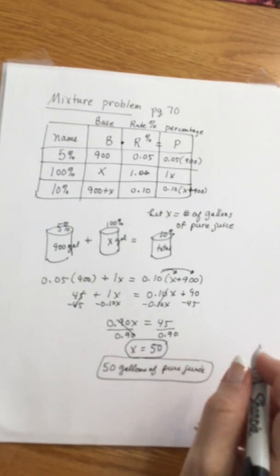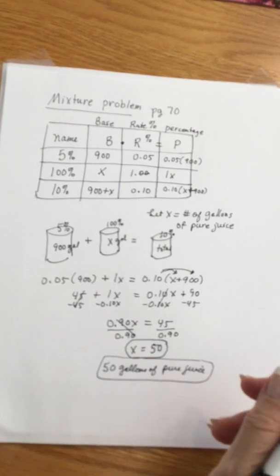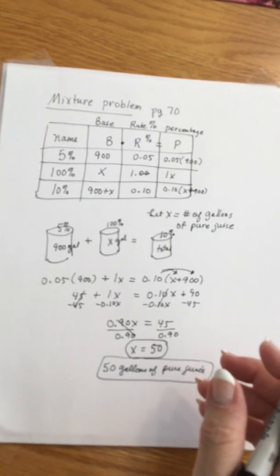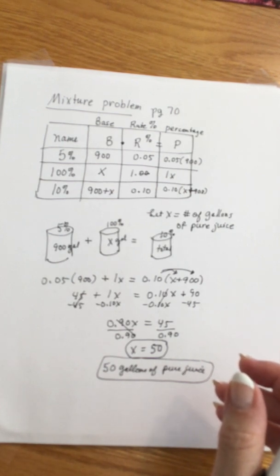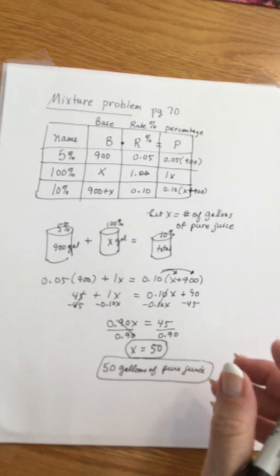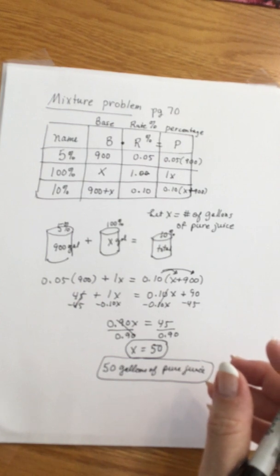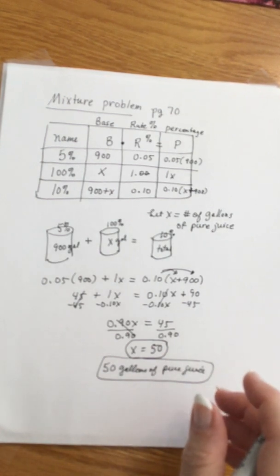Now this kind of problem can be used for a lot of different things. They do it for things like how much raisins and nuts can be put together to make a mixture, how much low-fat hamburger meat and full-fat hamburger meat can you put together. Those kinds of things. You're mixing things together.